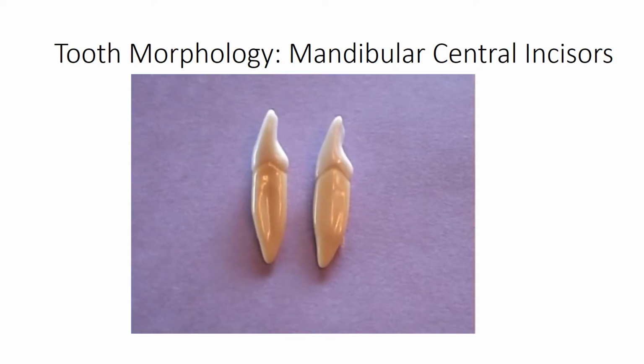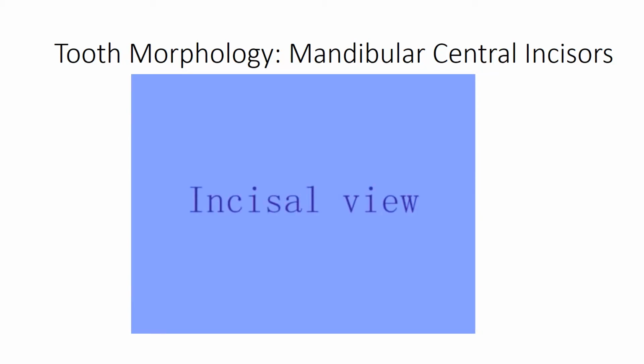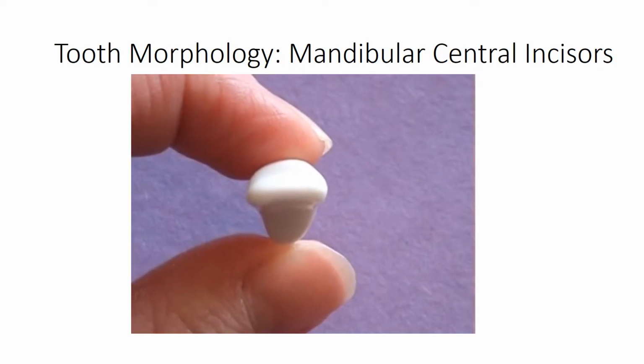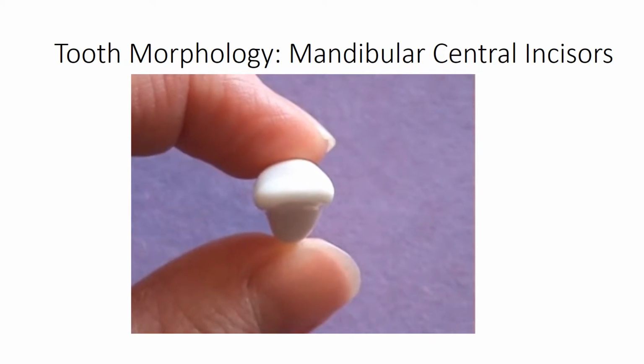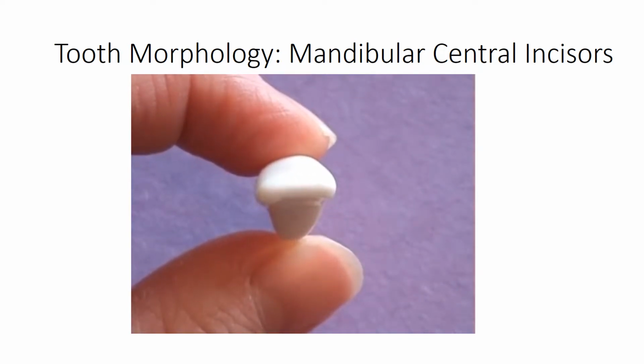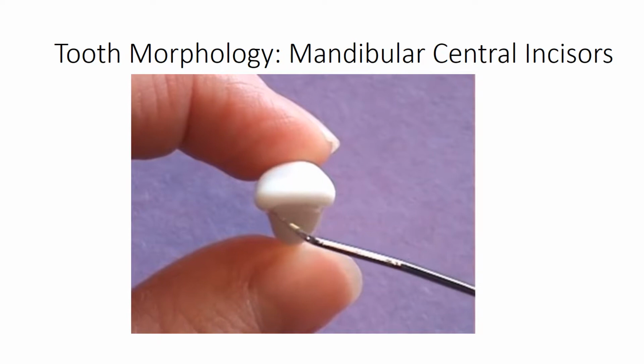Looking at it from the proximal view, the heights of contour on both the buccal and the lingual are in the cervical third. And from the incisal, the outline is fairly symmetrical. There's an incisal edge which is just lingual to the long axis of the tooth, and the incisal edge tends to be fairly straight.